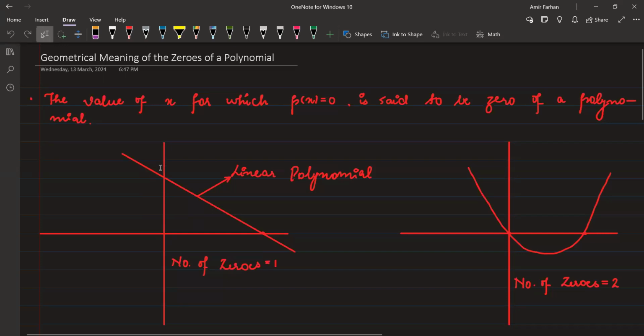Yes, sir. Okay, let's understand with an example. So this is a graph. At how many points is this graph intersecting or touching the x-axis? Bolo.